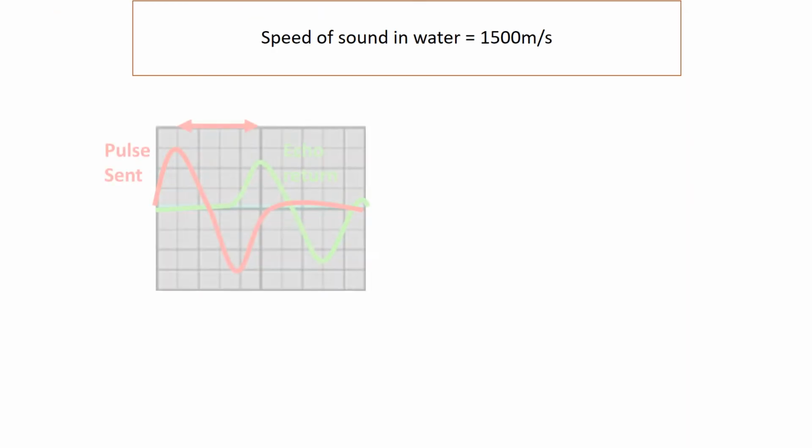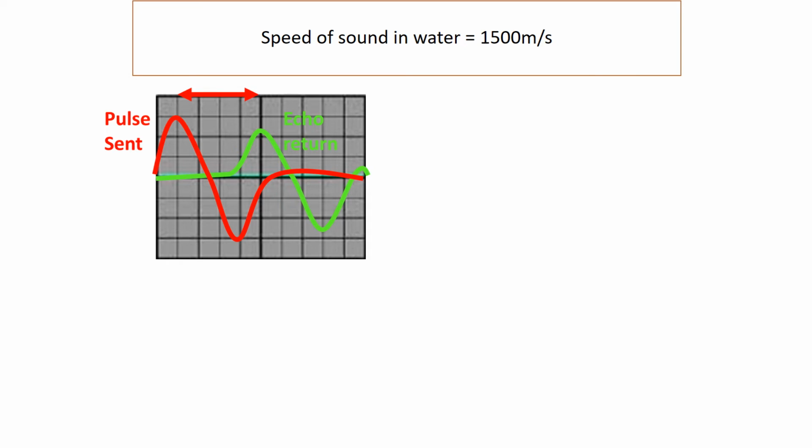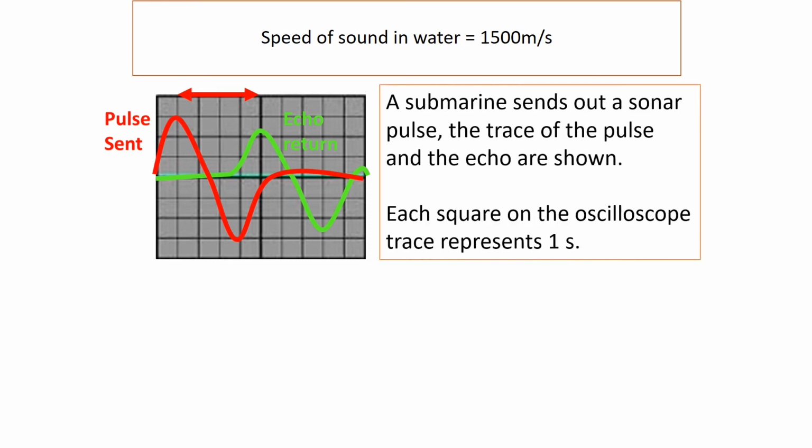The speed of sound in water is around 1500 meters per second. And we can see here that the pulse sent from the ship and the echo returned from the ship gives us the time. So the submarine sends out a sonar pulse and traces the pulse of the echo shown. Each square on the oscilloscope represents 1 second. So we can see that between the pulse being sent and the pulse being received, we have 4 seconds.